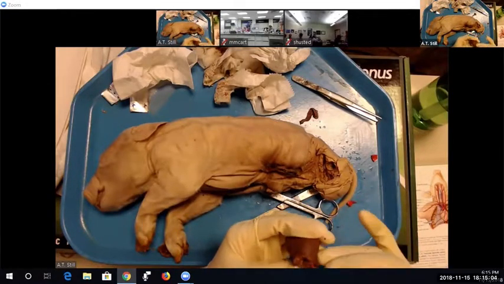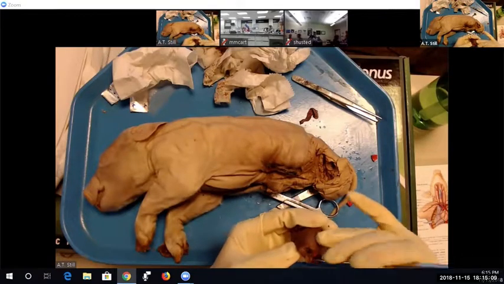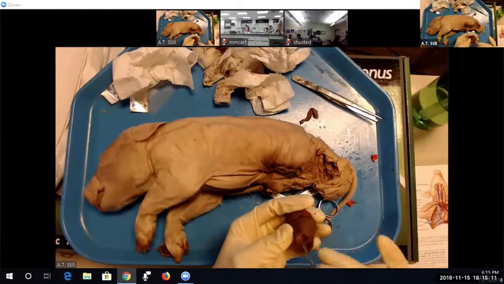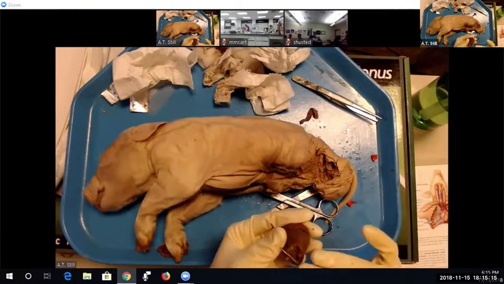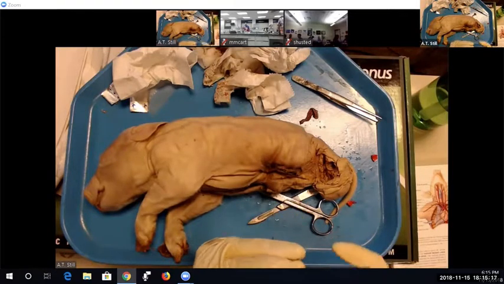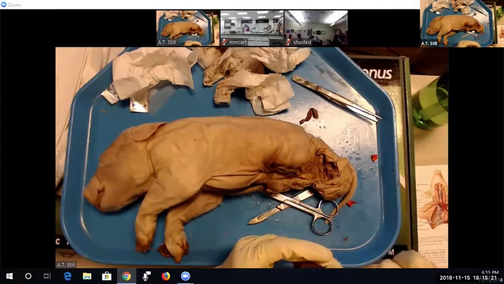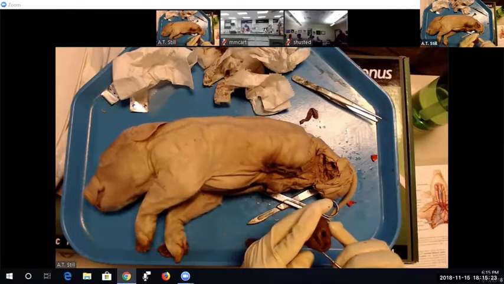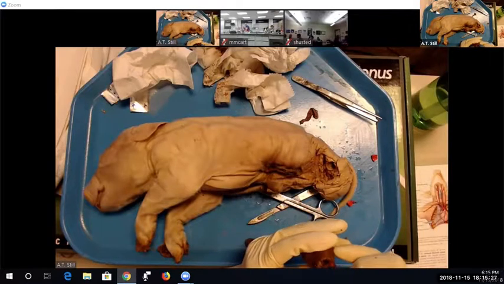It doesn't actually look like anything got into the right side of the heart on mine. But one thing that we want to notice within the walls of the heart is a major difference between the left side and the right side.